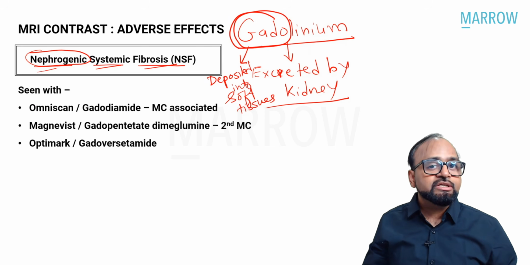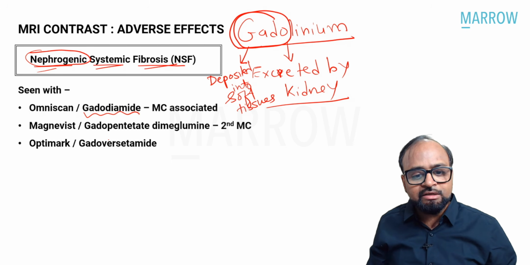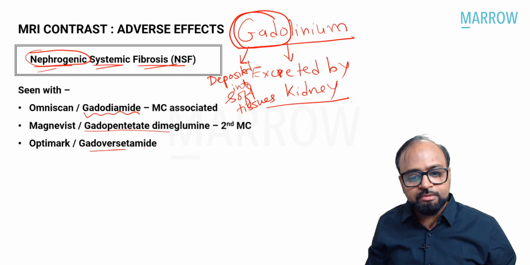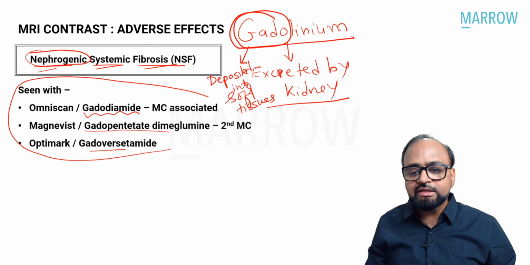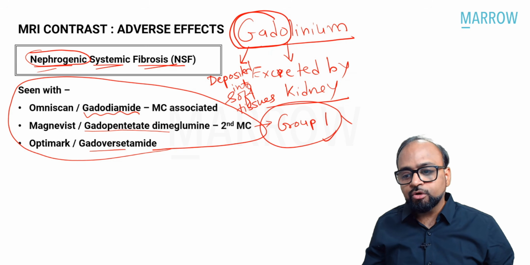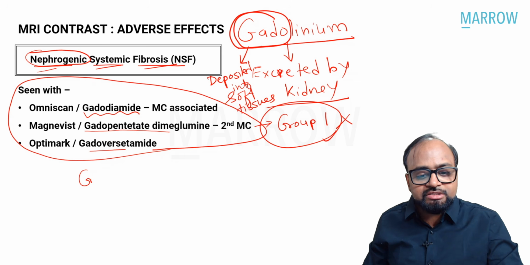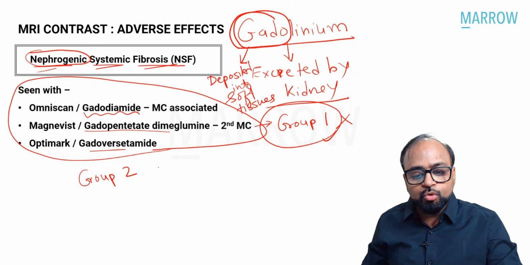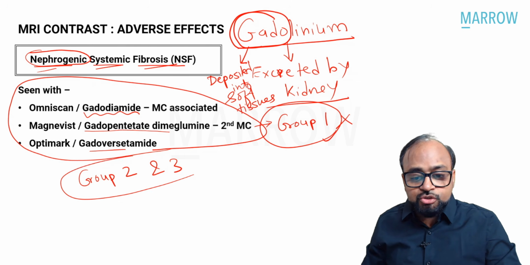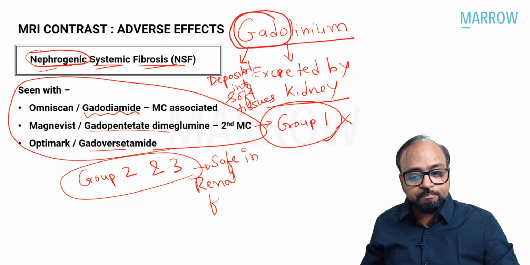The most common agent associated with nephrogenic systemic fibrosis, remember, is gadodiamide, Omniscan, which is banned. Others are gadopentetate dimeglumine and gadoversetamide. Recently, this group of contrast agents has been classified as gadolinium group 1, and this cannot be used in renal failure patients. There are certain other gadolinium agents classified as group 2 and group 3. These group 2 and group 3 agents are considered to be safe even in renal failure, right?